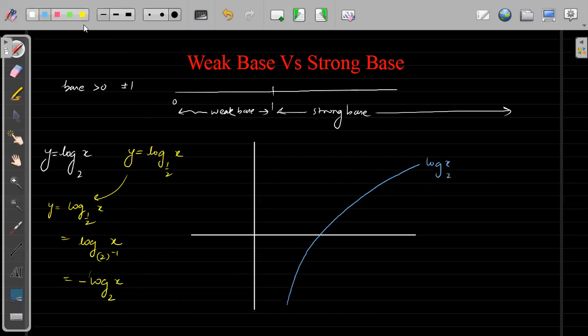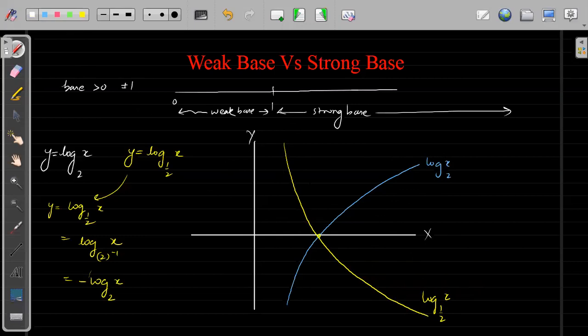So simply I will draw the reverse of this graph. The graph will be something like this. What is this? This is log x base 1 by 2, simple as that, just in the opposite direction, a mirror image about the x-axis. So this is log x base 1 by 2, and this is log x base 2. This is the x-axis and this is the y-axis. Fine, so just copy this one.